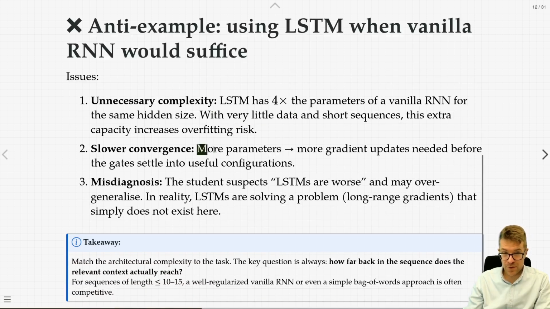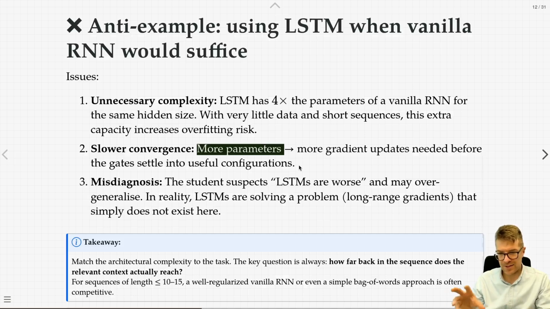You'll have slower convergence, so it takes longer to train. More parameters mean more gradient updates before all these gates and other subcomponents of an LSTM settle on their eventual configurations. And also it'll lead to a misunderstanding of the results. If the student, this amateur student, does the experiment, they might learn that, oh, RNNs are better than LSTMs. I did an experiment with these titles of products, and RNNs are better. Therefore, not having looked into why this could happen or not deciding to learn anything any deeper than this, they'll carry forward the misapprehension that RNNs are just better than LSTMs, which is not in general the case.